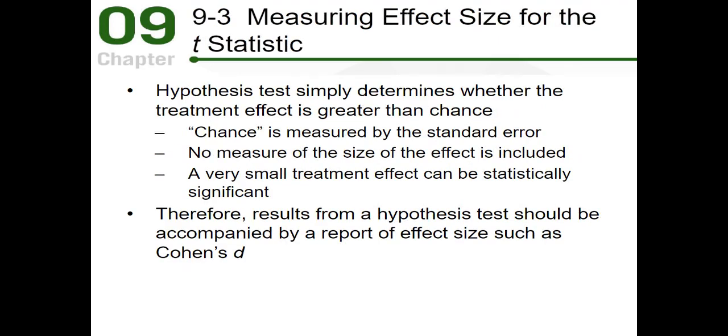So when we measure effect size for t-statistics, we have the hypothesis test, which simply determines whether the treatment effect is greater than chance. Chance is measured by the standard error. There's no measure of the size of the effect included, and a very small treatment effect can be statistically significant. Therefore, the results from a hypothesis test should be accompanied by a report of the effect size, such as Cohen's d.